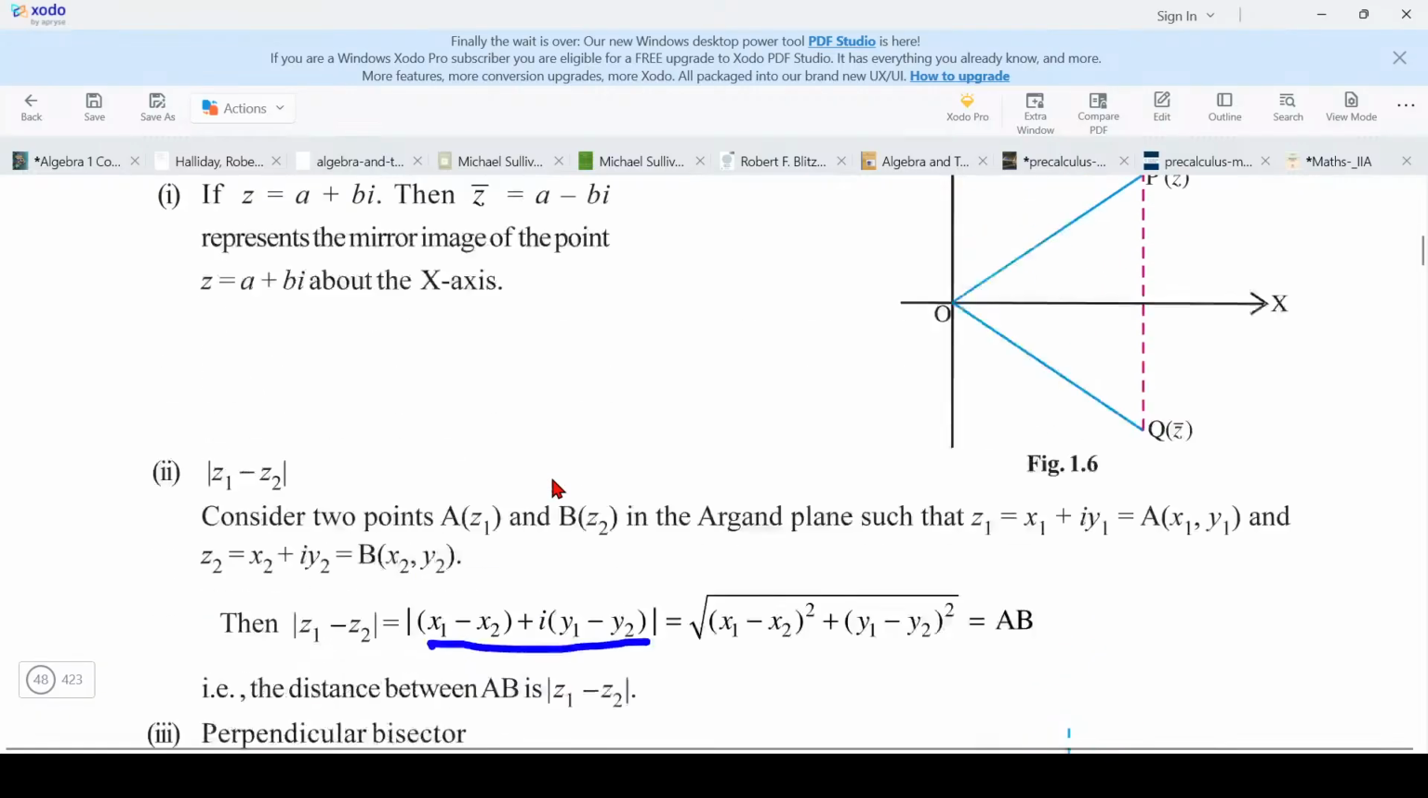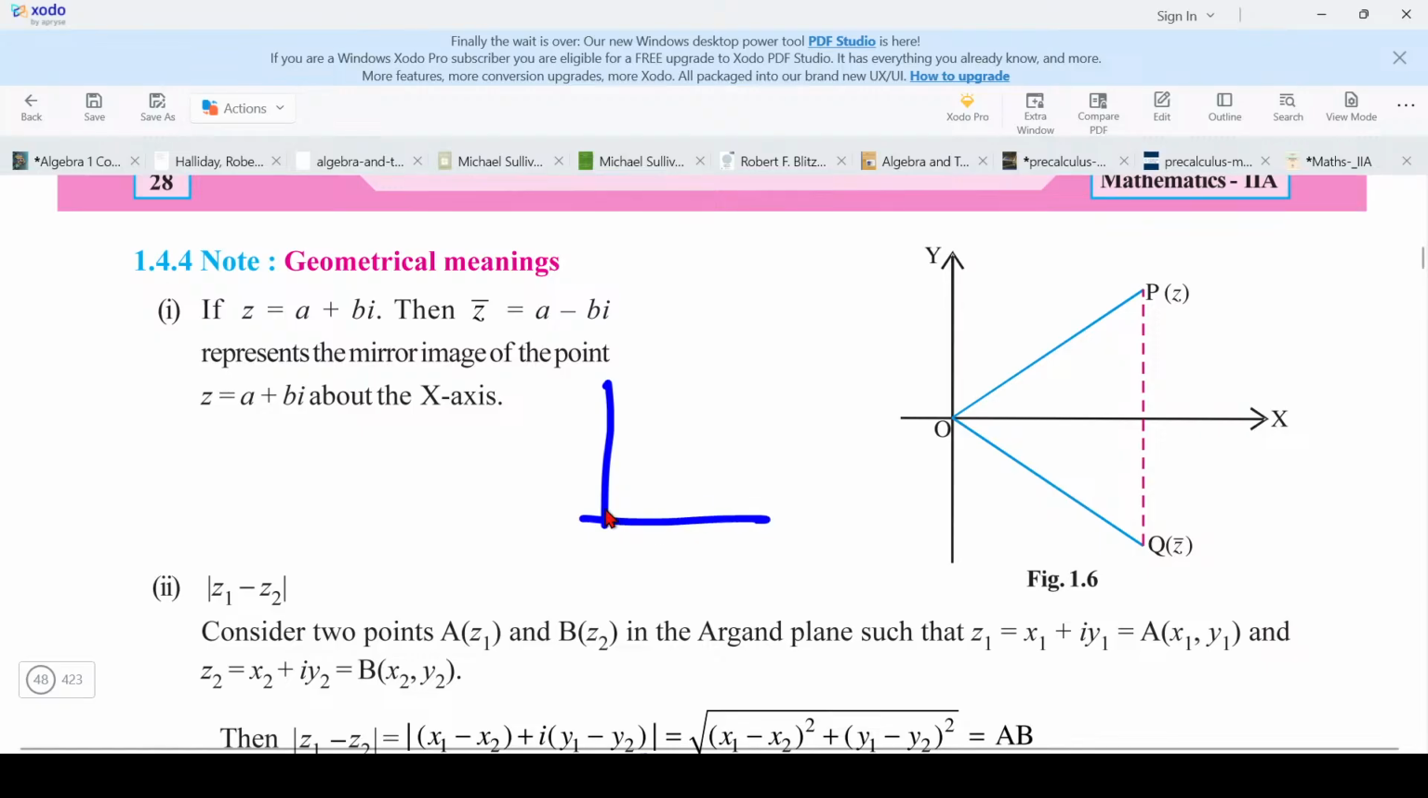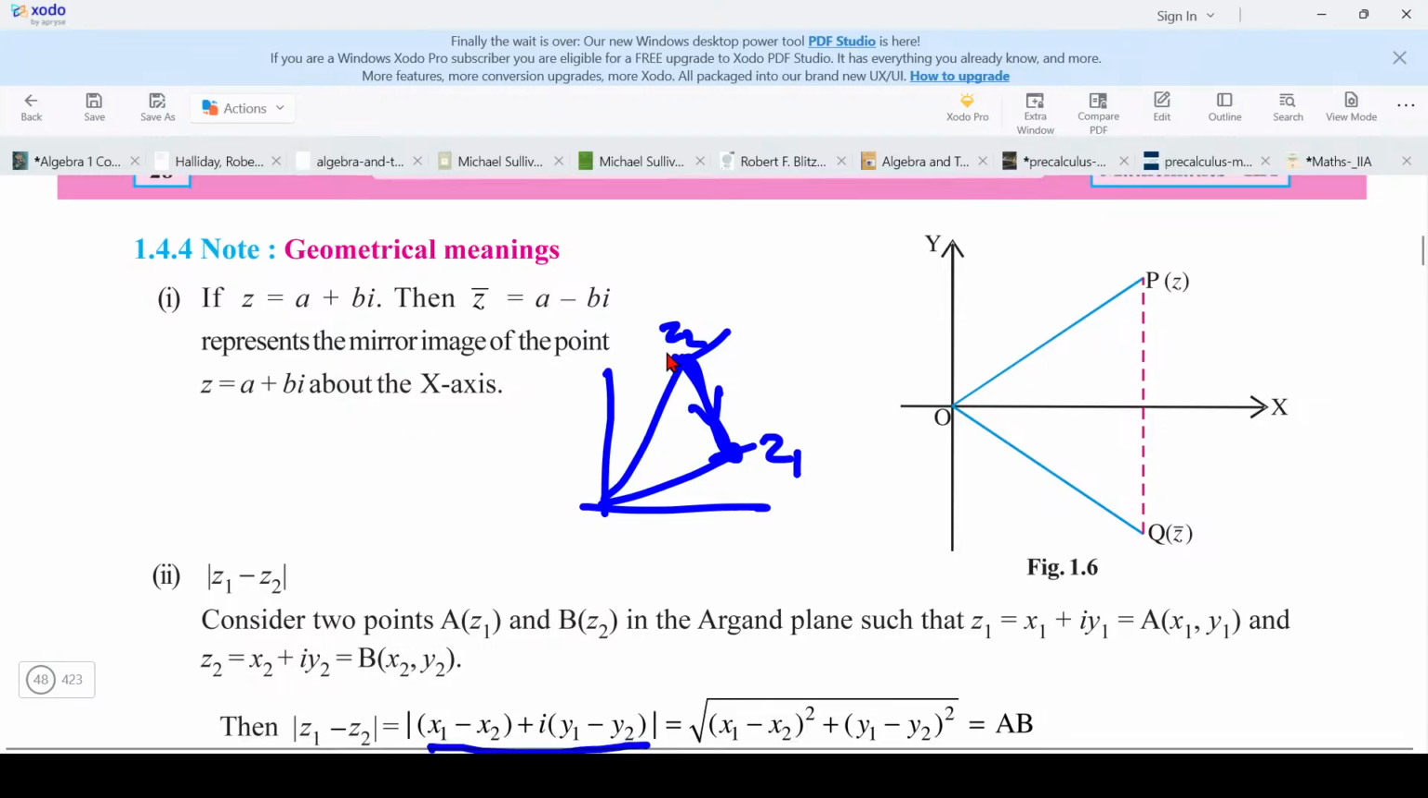Yes, sir. Okay. So let's say this is z1 and this is z2, like in vectors. Z1 minus Z2 means what? That is this vector, right? And when we say mod of Z1 minus Z2, that means mod of this vector. That means the length of this one is nothing but the distance between Z1 and Z2. That's what he is saying.